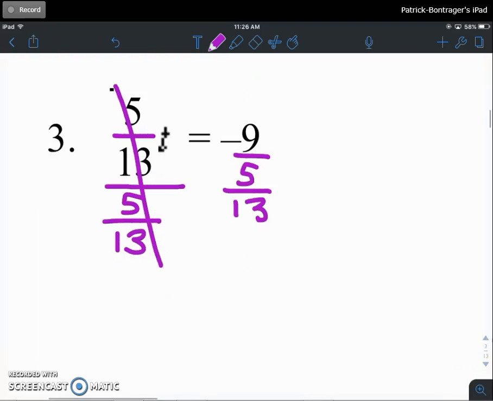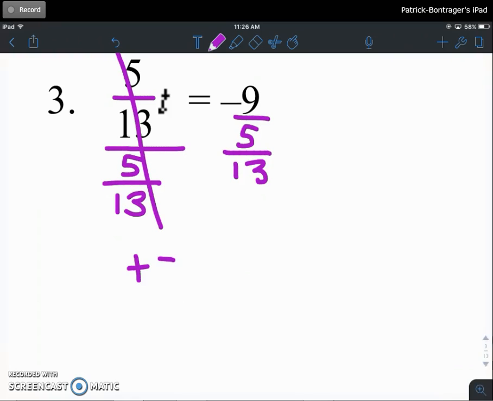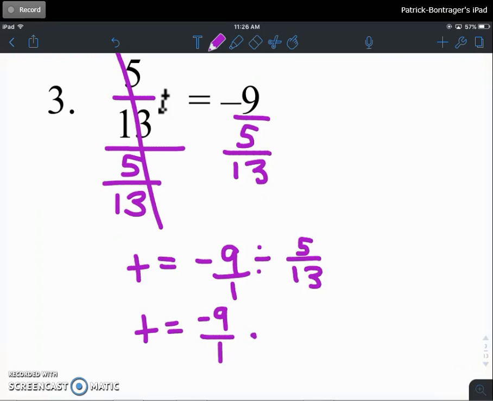Now again, I'm going to rewrite this. So I got t equals -9 divided by 5/13. How do I divide? I have to make them both fractions, so I put 9 over 1. Then I'm going to reciprocate and multiply. So I get t equals -9 times 13 fifths.